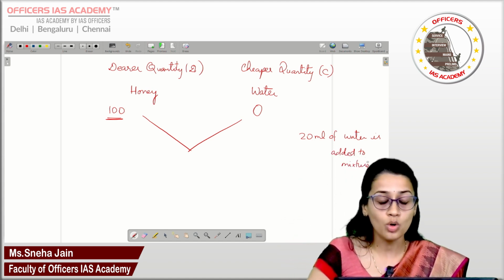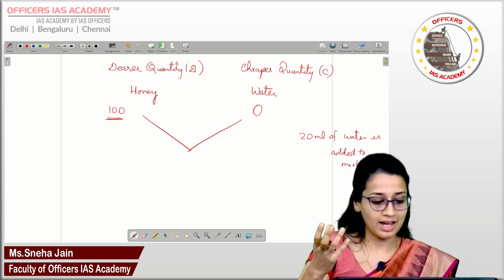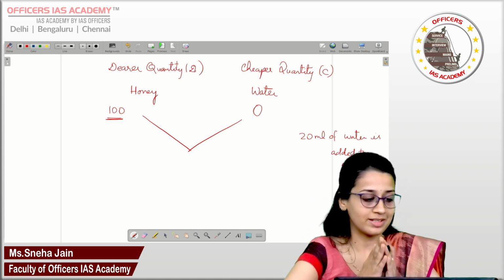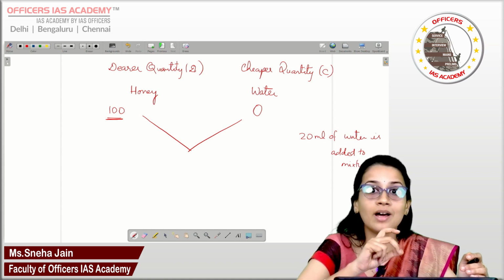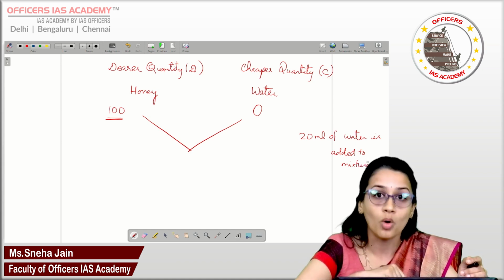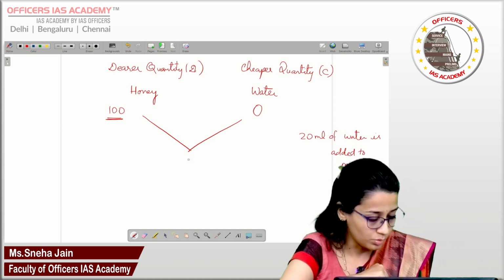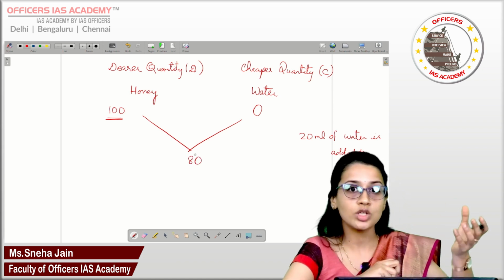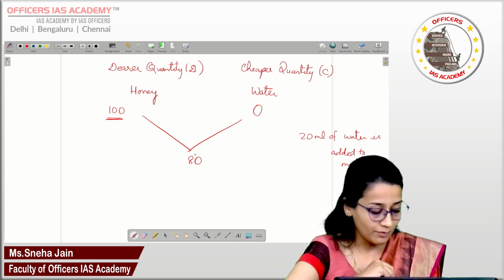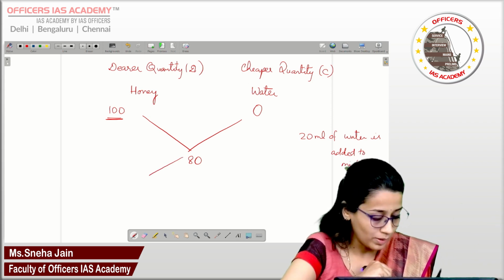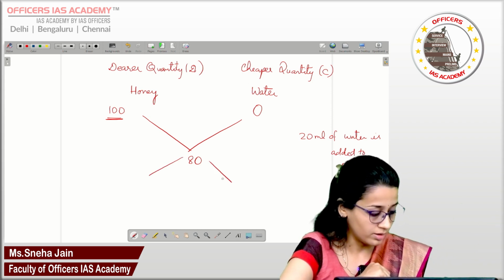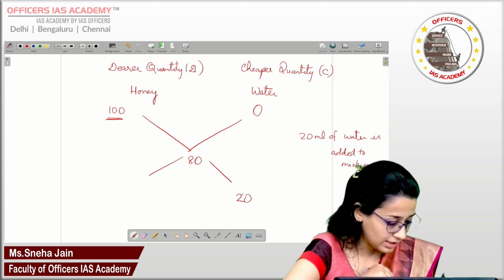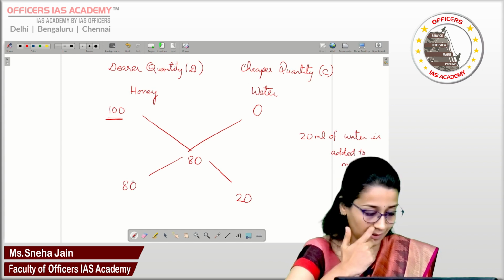Alright, and this entire mixture is now sold at a price which is the cost of the honey. Okay, so they are making a 20% gain. What does that mean? This 100 value is sold at 80. Is this clear? So the cost of 80% of the honey will be your average cost. So what will be the proportion? Your water is 20 liters and your honey would be 80. Is this clear? How do we do this?